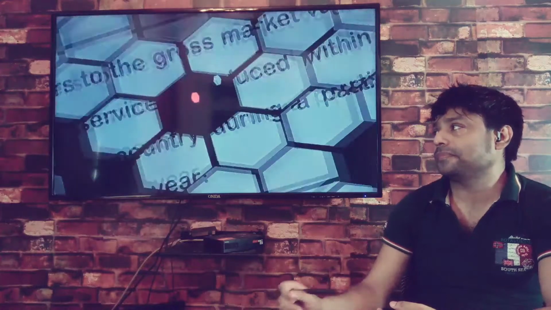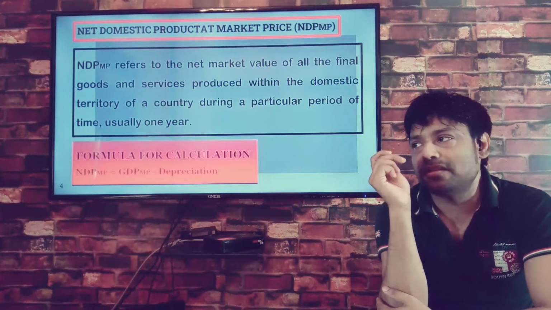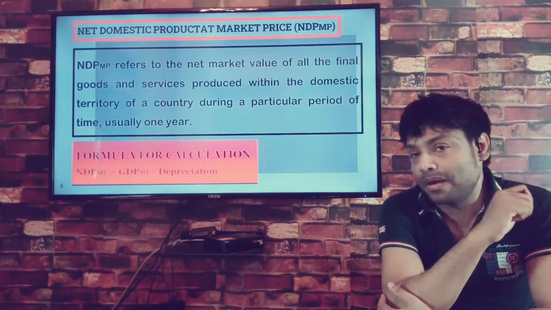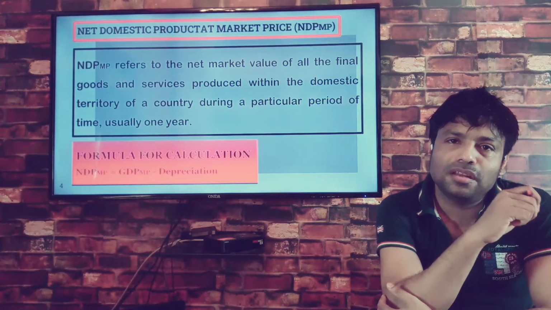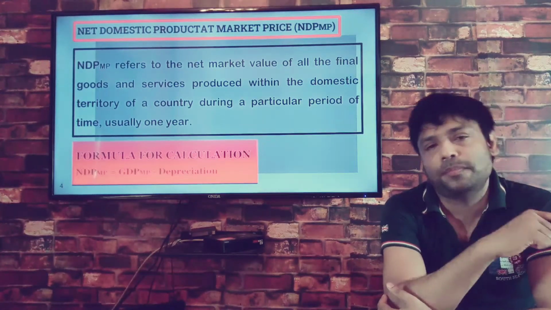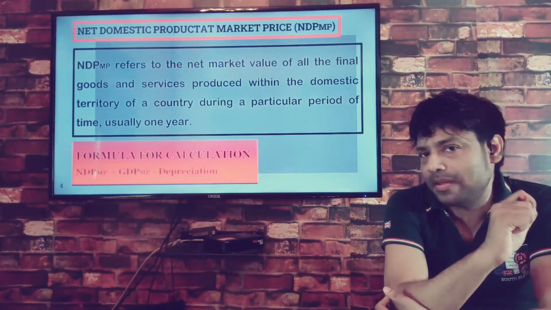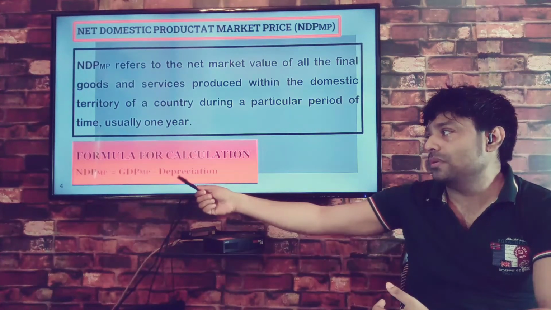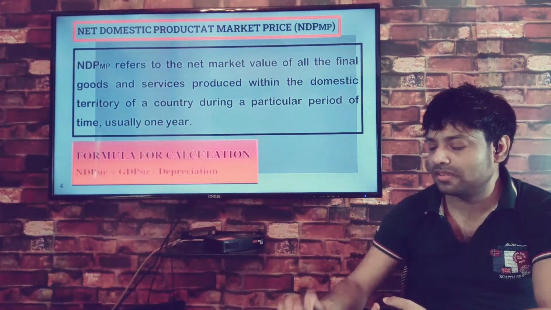Let me change the slide. Here is net domestic product at market price. NDP at market price refers to net market value of all the final goods and services produced within the domestic territory of a country during a specific period of time. The formula for calculation of NDP at market price is: NDP at market price is equal to GDP at market price minus depreciation. So let us move to the next slide.